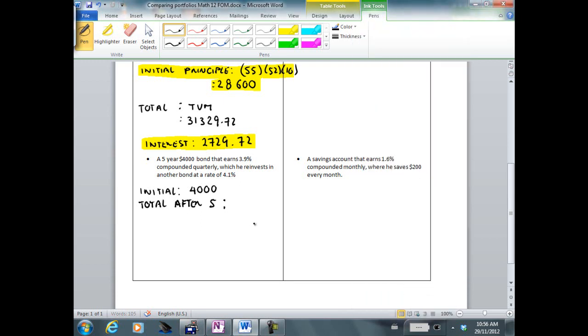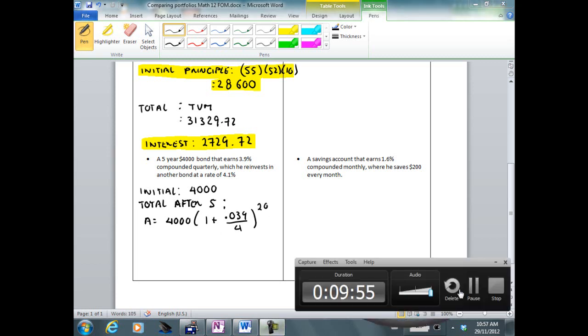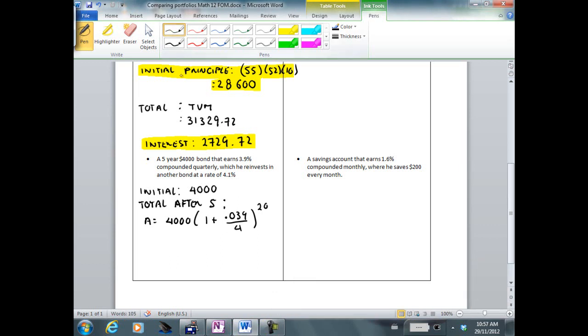Oh, sorry, hang on. No TVM solver here. I don't need it. So we have A equals 4,000 times (1 plus 0.039 over 4) to the power of 20. I'm going to pause it. If you did this correctly, you get 4856.65.